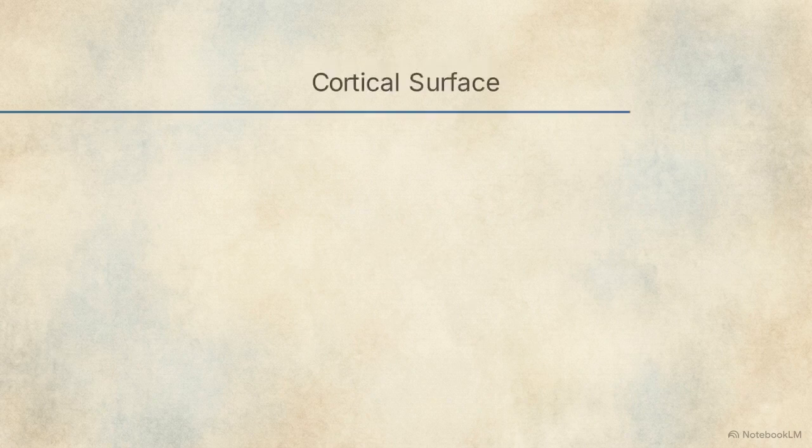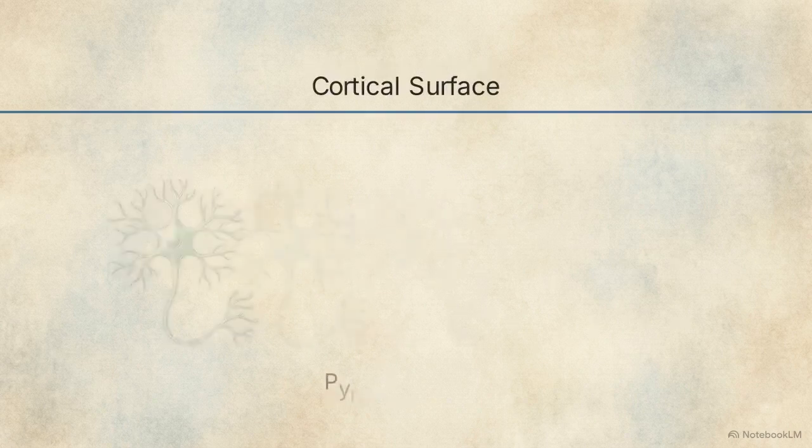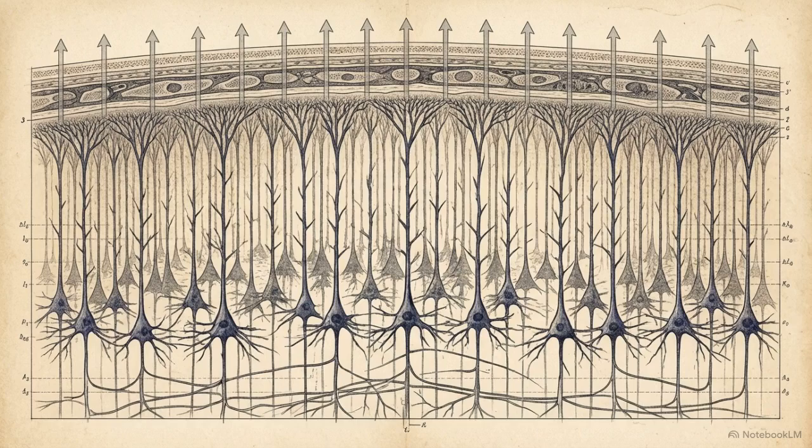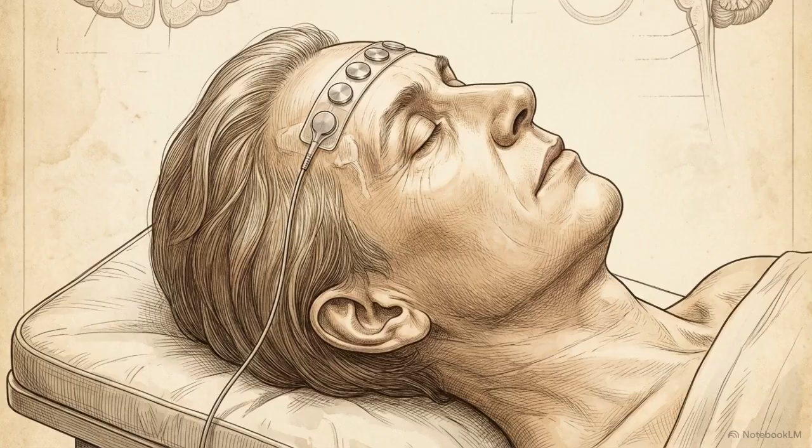For these microvoltages to be detectable, there is a strict anatomical requirement. The pyramidal cells must be oriented perpendicular to the cortical surface. Because millions of these cells are aligned in parallel, their simultaneous postsynaptic voltage changes generate sufficient extracellular current flow to reach the scalp. These minute current flows are what non-invasive adhesive electrodes detect when placed on a patient's forehead.